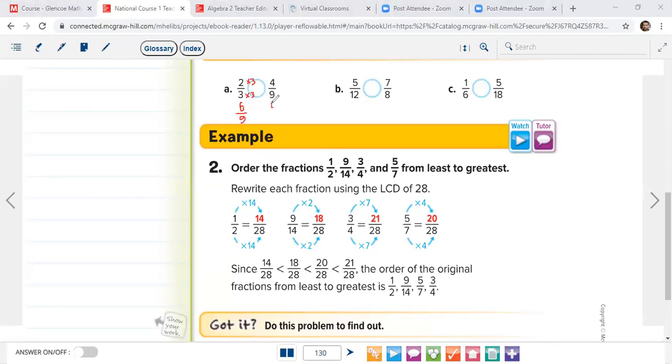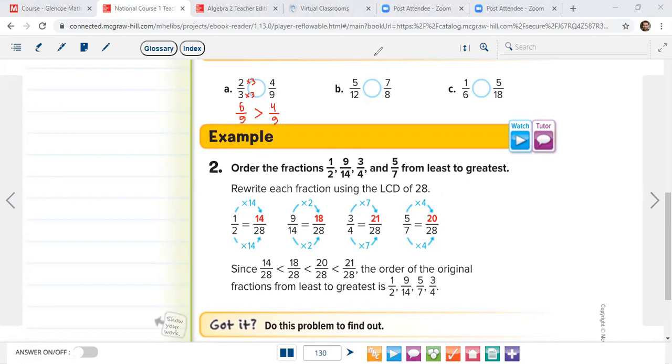And 4 over 9 stays the same. Now you can compare 6 over 9, 4 over 9. Of course, 6 over 9 is bigger. So 6 over 9 is bigger than 4 over 9. Now for problem B, I have here 5 over 12 and 7 over 8.